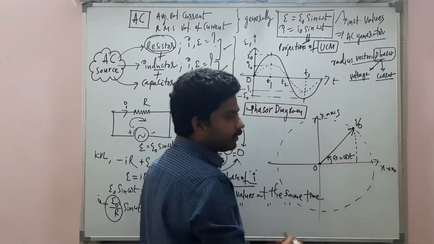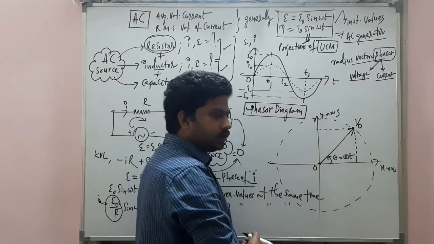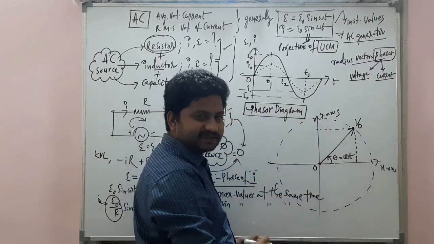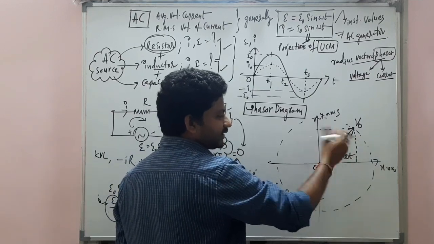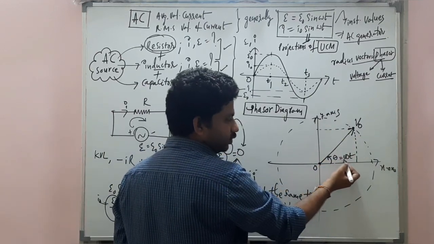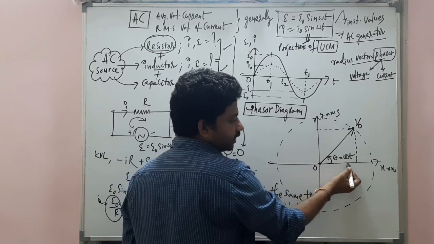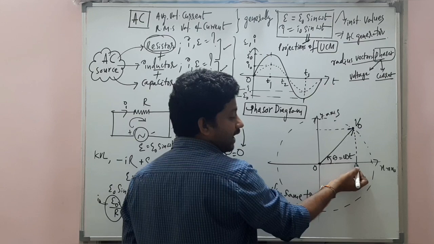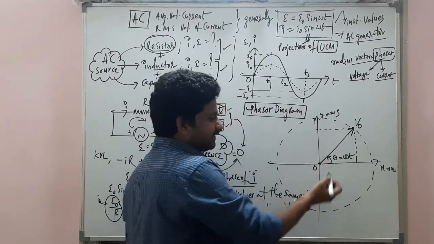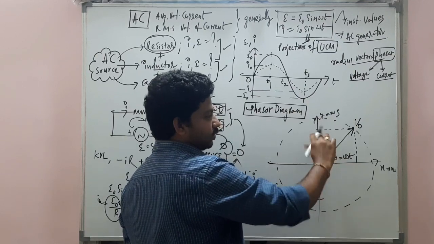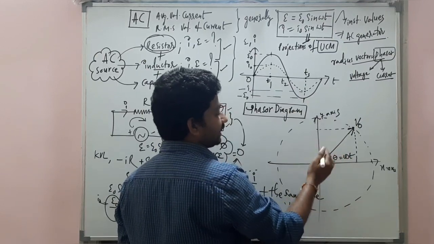x-axis and its own projections on the y-axis, and let's concentrate on the projection on the y-axis. The projection of this vector on the y-axis is how much? Theta is omega t. So this is the component adjacent to theta. This is the cos component, and this is the sine component.